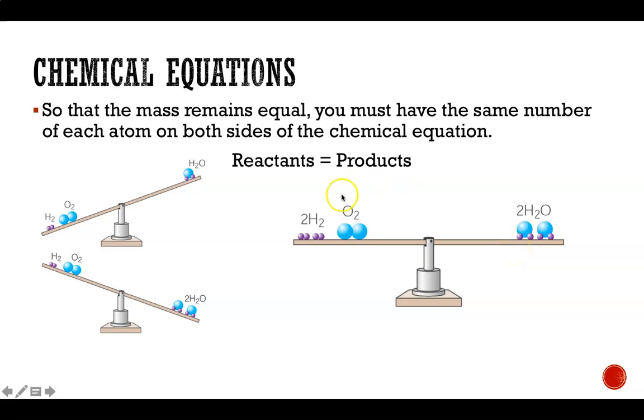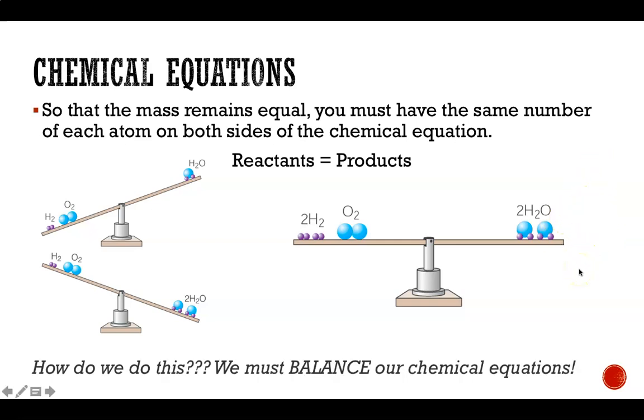We want to make sure that it makes sense that if we started off with 4 hydrogens, they don't appear or disappear. We've got them on the other side. Same with the oxygens. We've got 2 here. We need to end with 2 on the product side. And so we're going to go through a process to figure out what this actually looks like when we're drawing out our chemical equations. So how do we do this? We call it balancing our chemical equations. So we're going to go through the steps and the rules now.